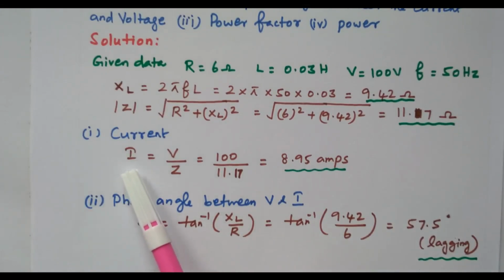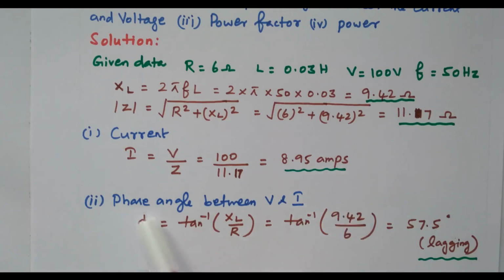The current I is V divided by Z. So V is 100 volt. The Z we calculated 11.17. So by simplifying, what we got? 8.95 amperes. The current is calculated.